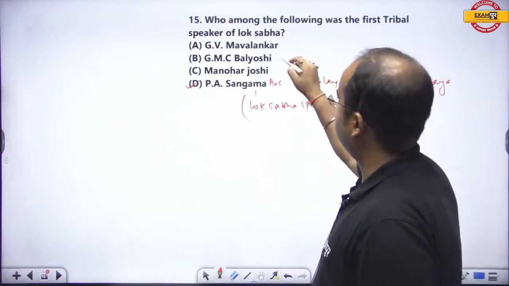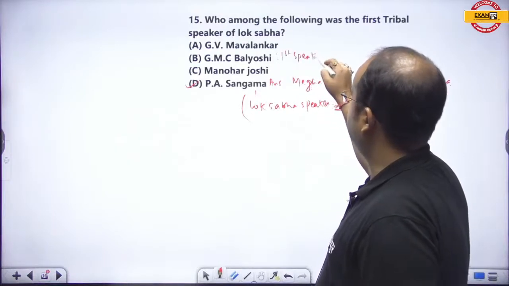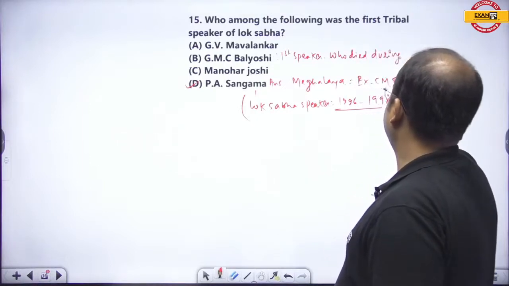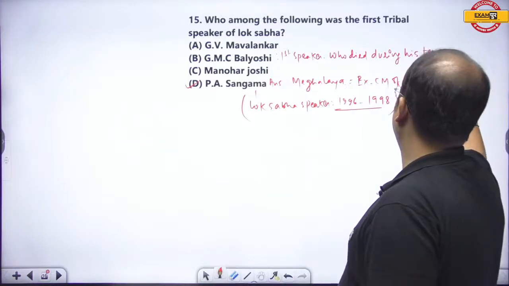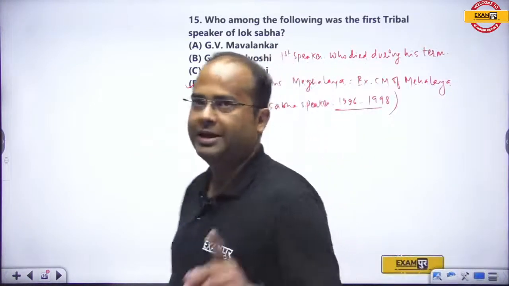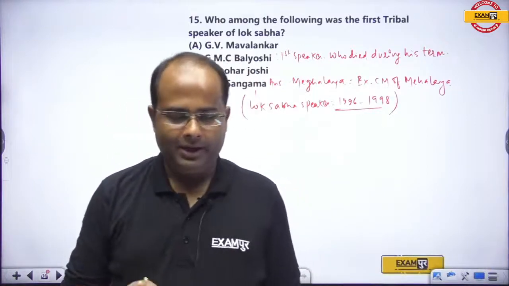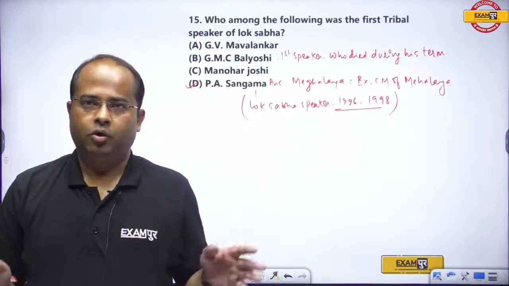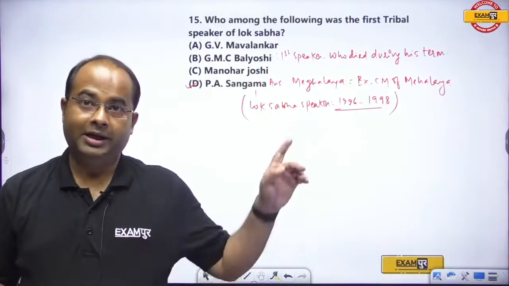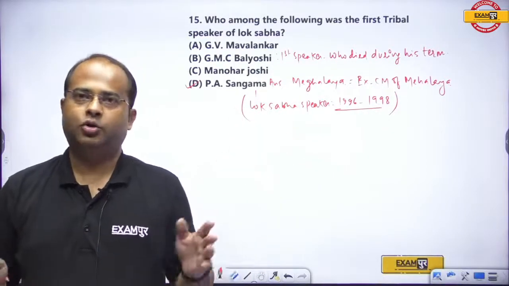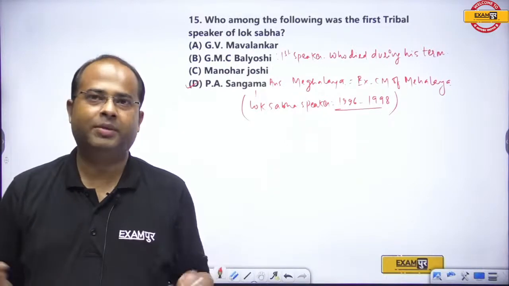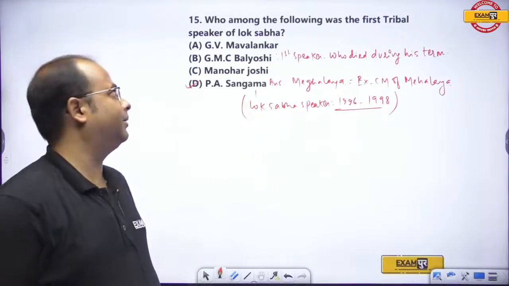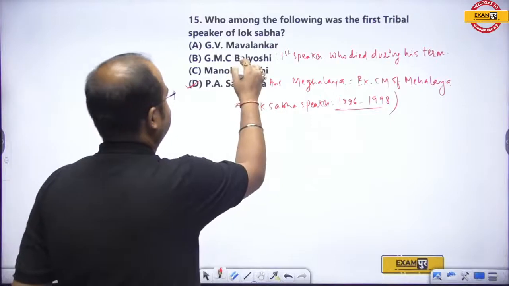G.M.C. Balayogi was the first speaker who died during his term, in a helicopter crash. After this, P.A. Sangma became the Lok Sabha speaker from 1996 to 1998. He was ex-chief minister of Meghalaya as well. Right now he is no more, although he is a Padma Vibhushan awardee. So the correct answer is option A, P.A. Sangma.